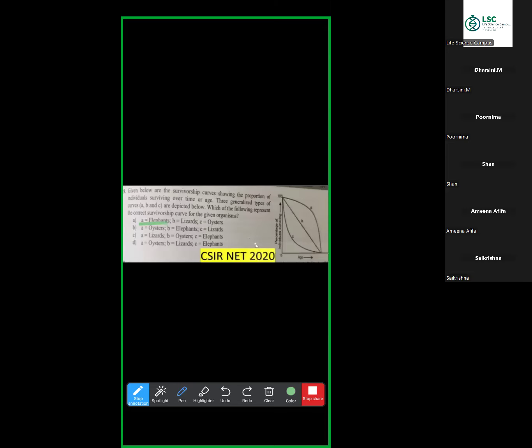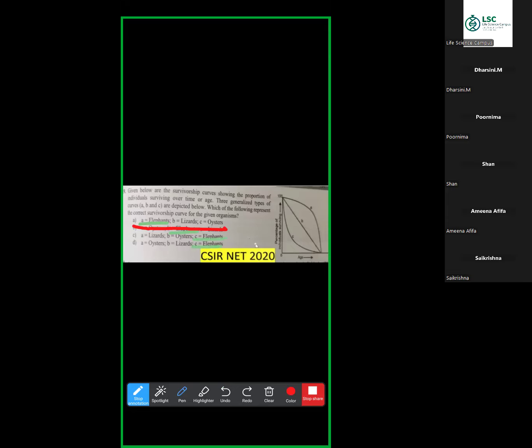Is it right? Yes, ma'am. In option B, B is equal to elephant. Is it right? No, ma'am. So we can eliminate that option. In option C, C is equal to elephants. And option D also, C is equal to elephants.